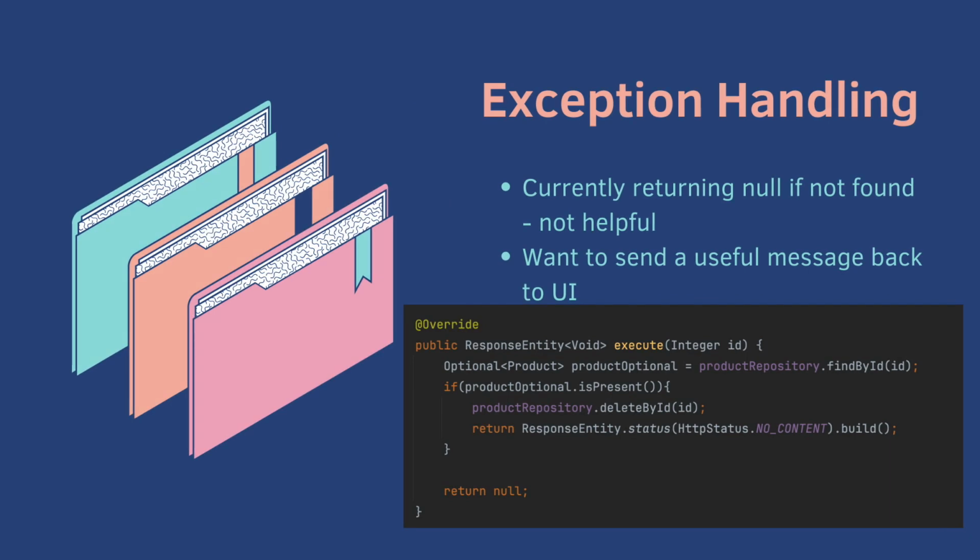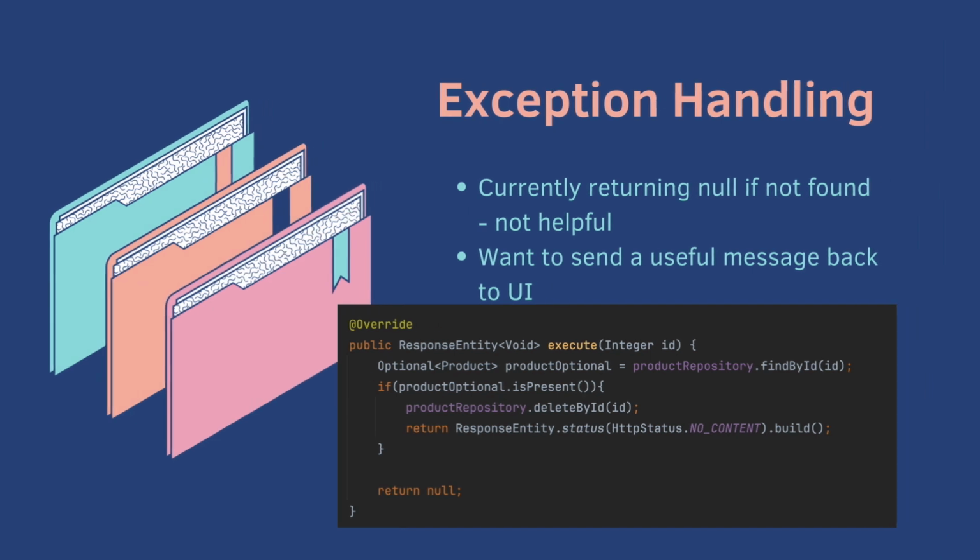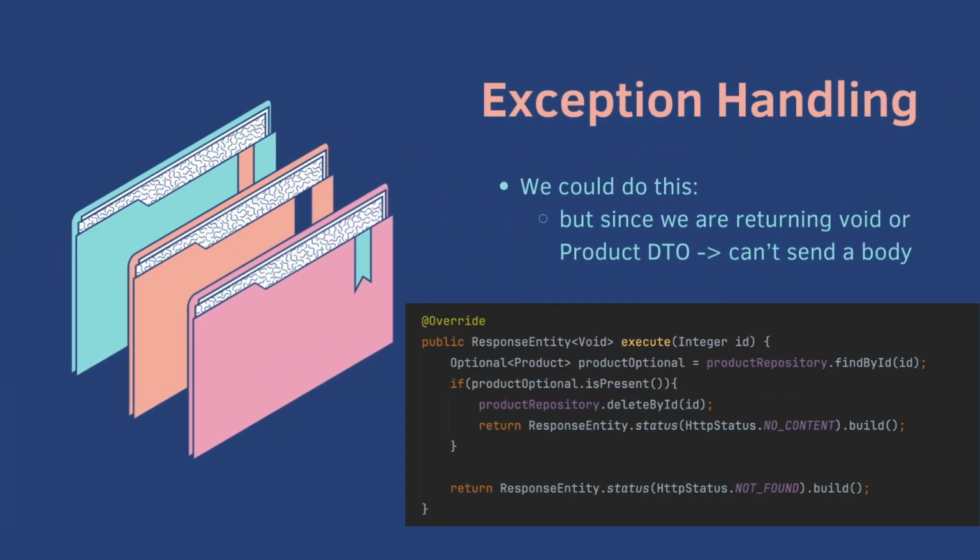As of right now, we are not correctly handling the error state, so if we can't find a product, we're returning null. What we want to do is to send a useful message back to the UI. So the simplest thing we could do is just return a response entity with a status of not found, but this doesn't work across our entire application, because sometimes we're returning void, but sometimes we're returning a product DTO.